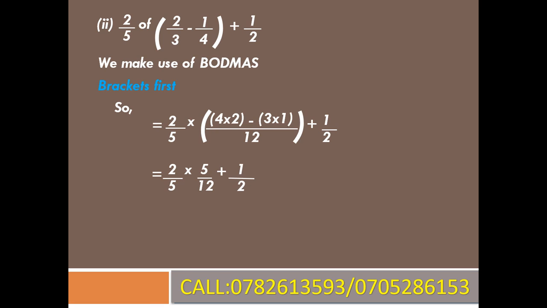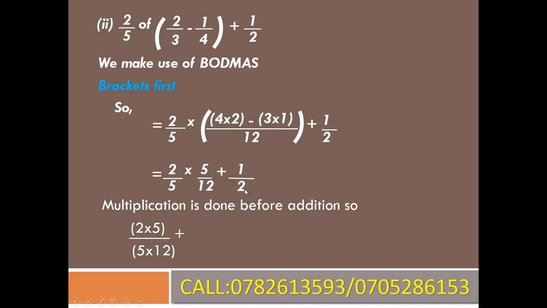Which operation signs are we remaining with? We have multiplication, we have addition. Now as per the BODMAS, multiplication and addition, which one comes earlier? Realize that it is brackets, of, division, multiplication, addition, and then subtraction. So multiplication is done before addition. So we are going to work out the multiplication here. We shall take 2 times 5 out of 5 times 12, and then we add 1 out of 2.